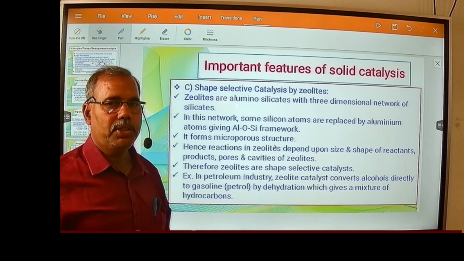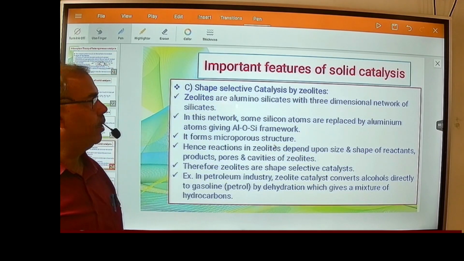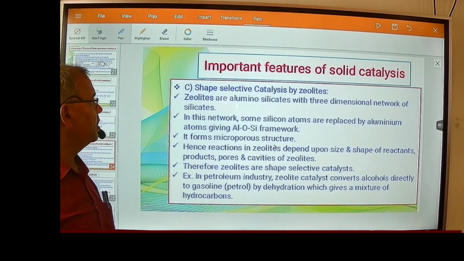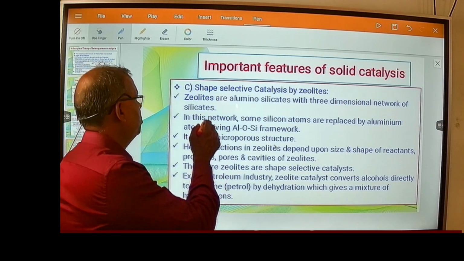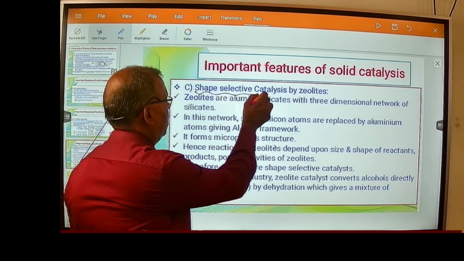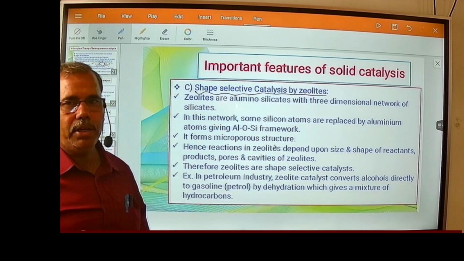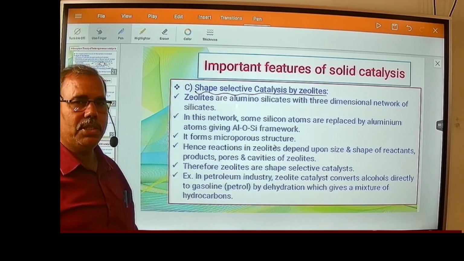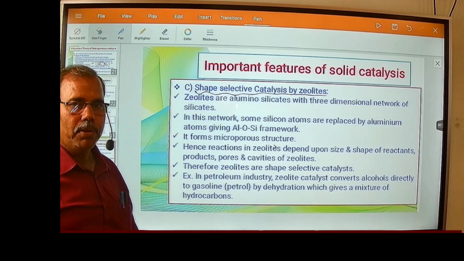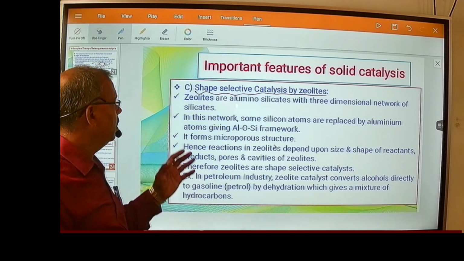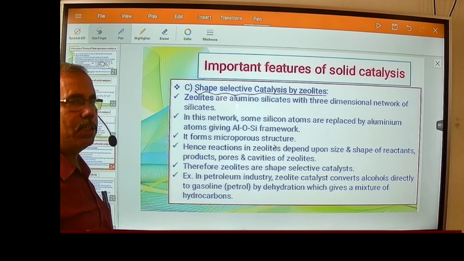The third feature of solid catalysis is shape selective catalysis by zeolites. So shape selective catalysis by zeolite. Now here the catalysis depends upon shape. So zeolites, now what do you mean by zeolites?